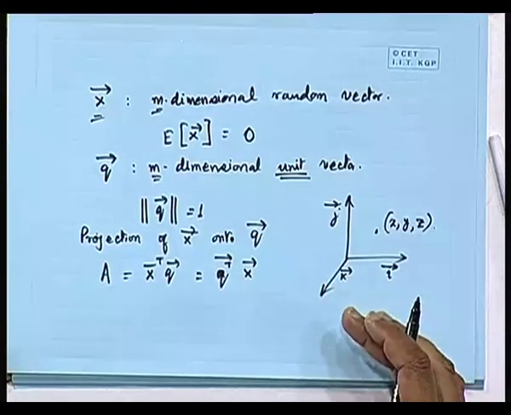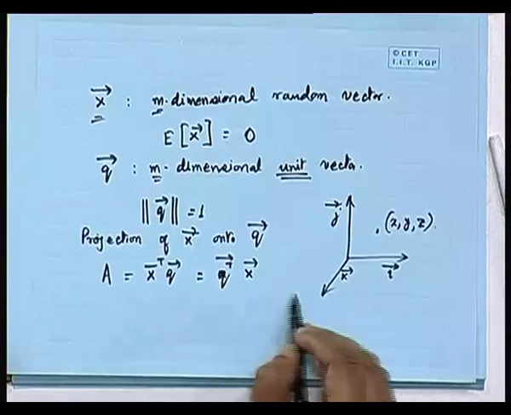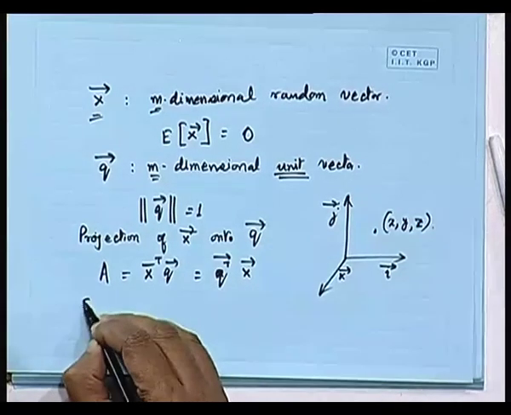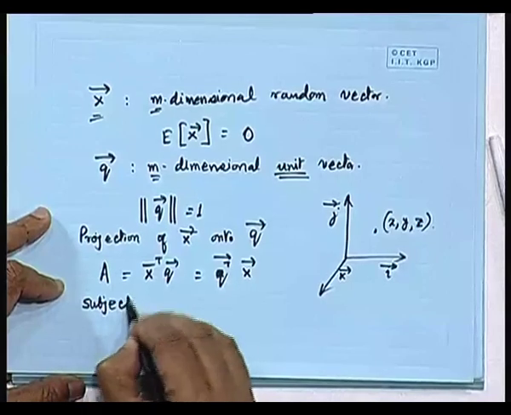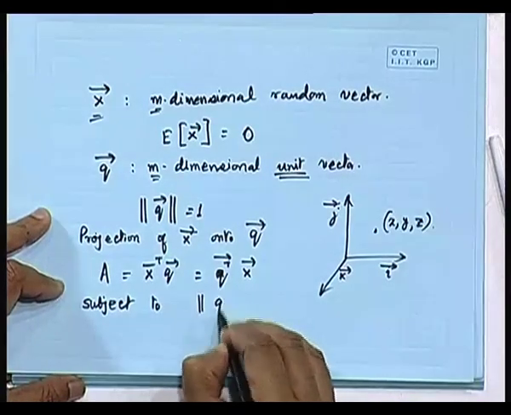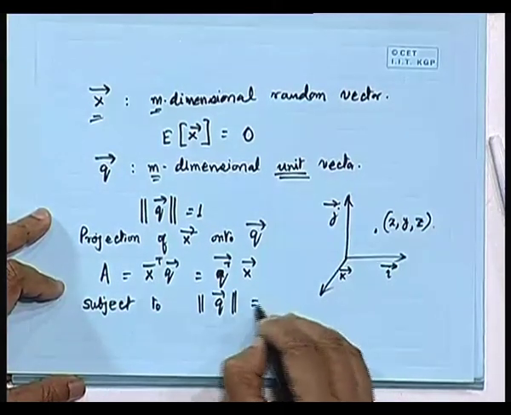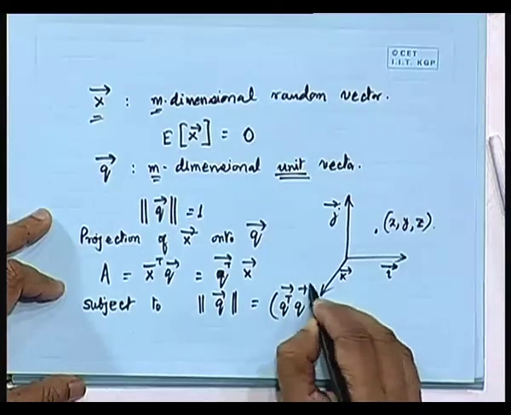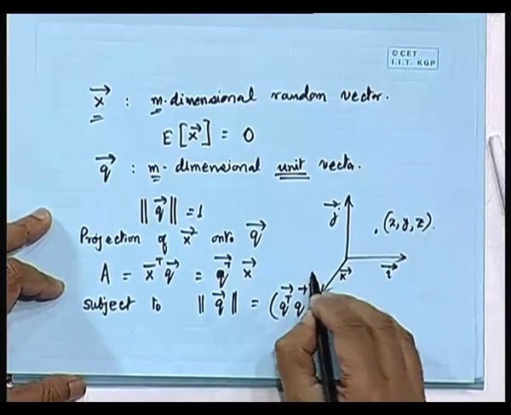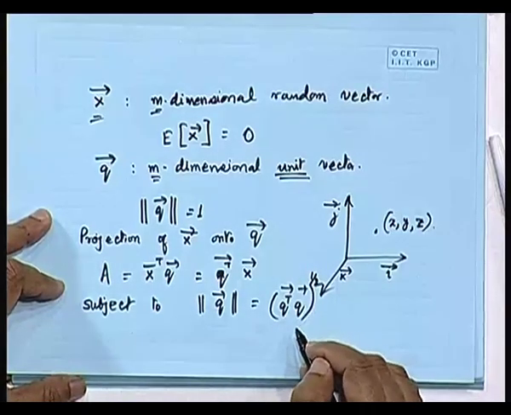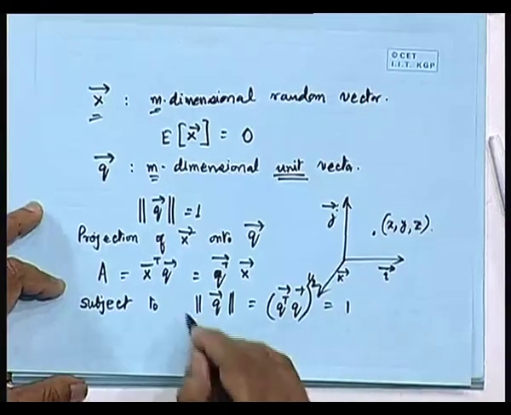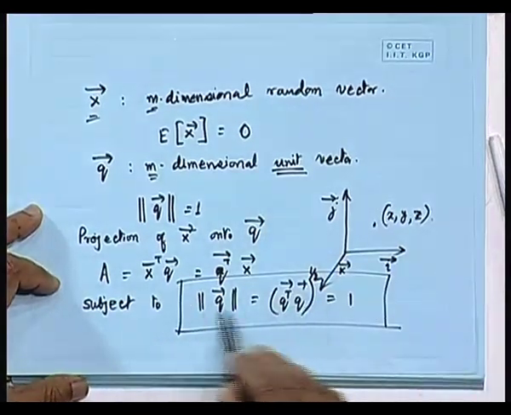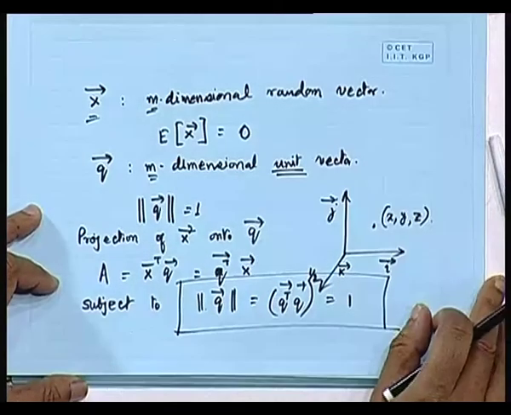So, it is as if to say that projecting q into x or projecting x into q, either way it can be looked at, but this is the representation, and this we have subject to the norm of q vector equal to 1. So, the norm of q vector in this case can be written as what? It can be written as q transpose q, but q transpose q gives us norm square. So, what we have to do is write it as q transpose q to the power half, and this is equal to 1. So, this is the constraint on that vector, because this is a unit vector. So, that is why norm of q equal to 1, and this is the projection.